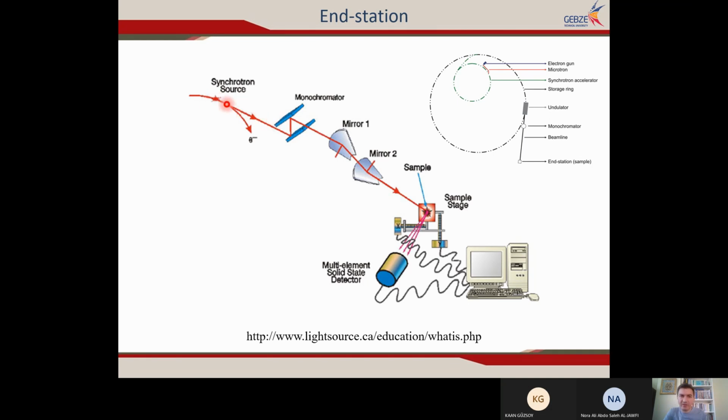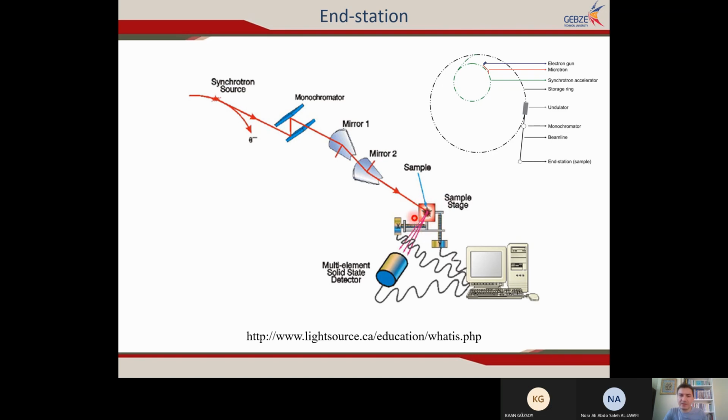So starting from this one, you have X-rays, no electron. Electrons are going to travel in the circular orbit. Then here we have a monochromator. And then after monochromator, you collect them by using the focusing mirrors, and you focus them into your experimental station, and you focus them into your sample.